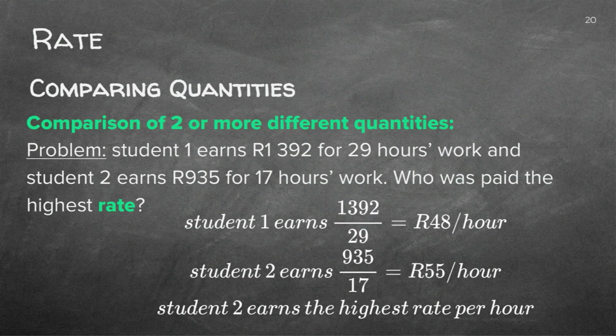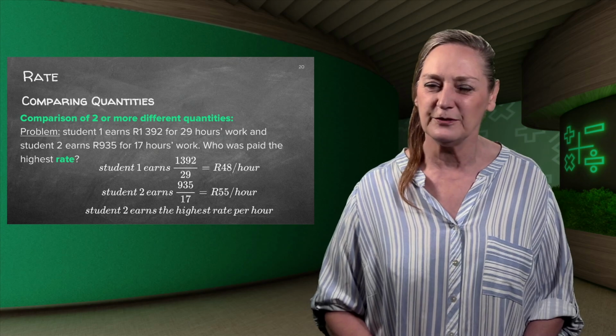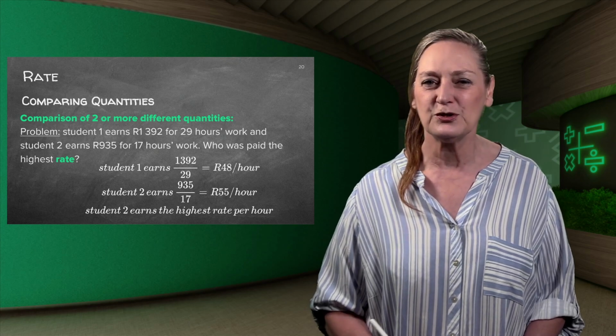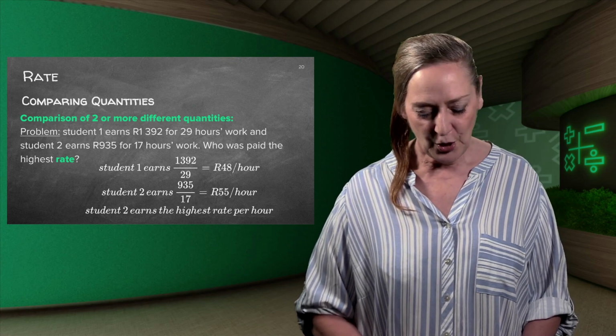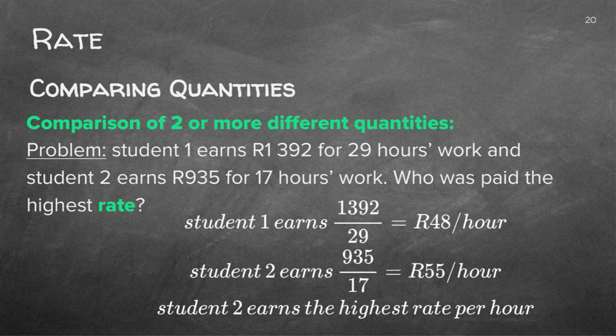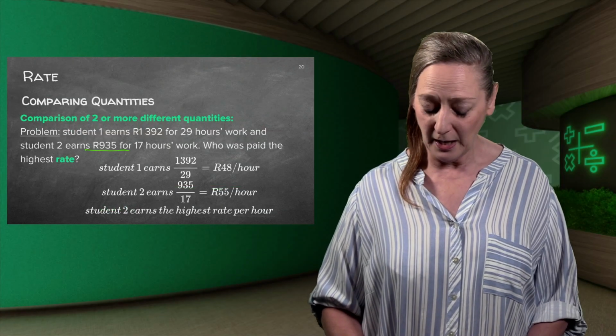Let's now look at rate. And remember, in rate, I am comparing 2 different quantities. I'm going to do this one sum, which is a comparison sum. So I've got student 1 earns 1,392 for 29 hours work, holiday work probably. And I've got student 2 earns 935 for 17 hours work. Who was paid the highest rate? Who was paid the most per hour?